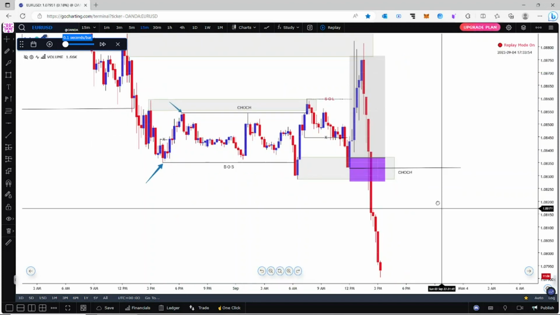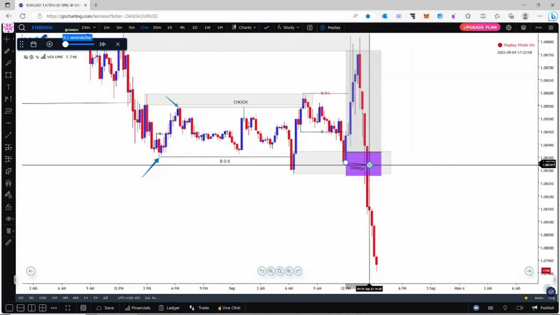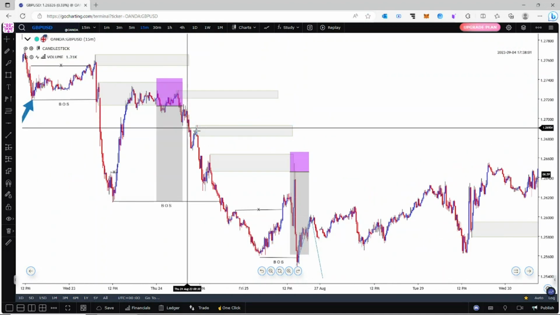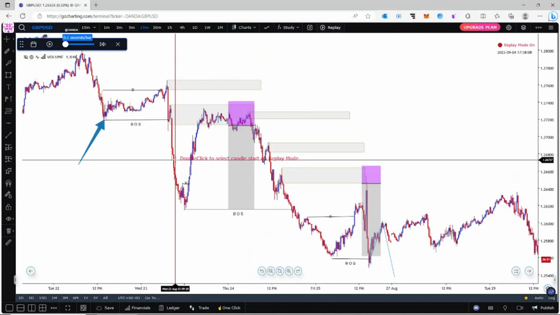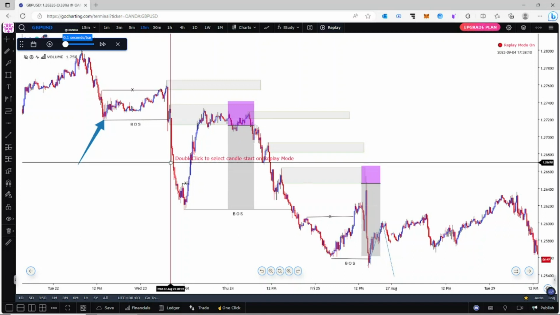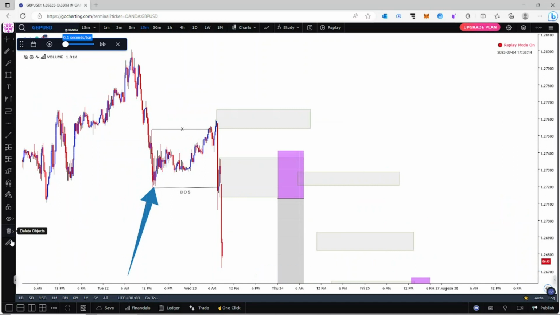Boom, and then it took this low. That's a choke. It means the selling continues. So you can see all this. These were trades that I took personally, and I'm going to replay for you to see how I took them. Okay, so let me delete everything from the chart.